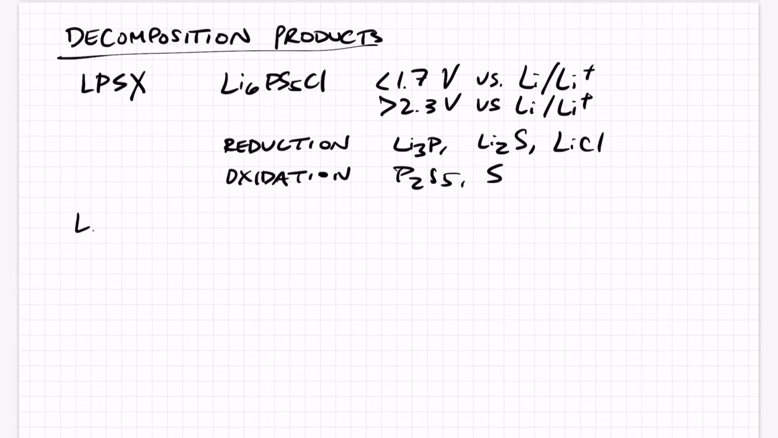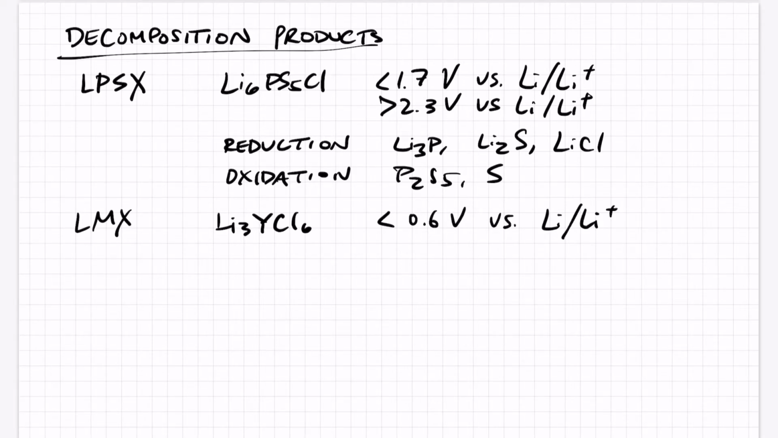Now, let's talk about other halides that have been investigated for their high ionic conductivity. So outside of the voltage window of 0.6 to 4.2 volts versus lithium plus. Now this window has gotten wider, which is really attractive.